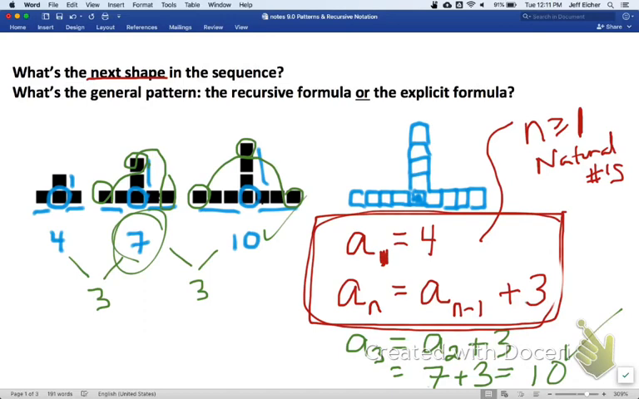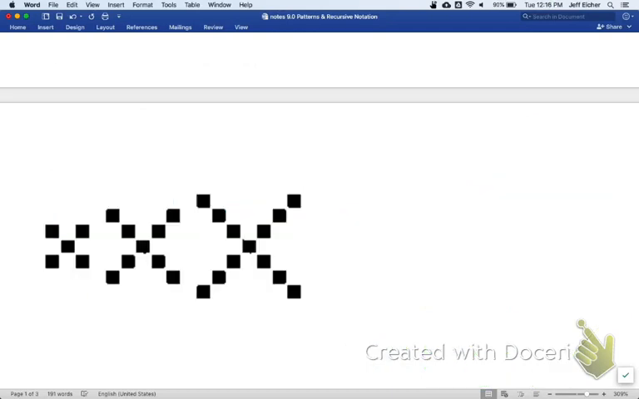Okay, let's look at our next shape. I'd like you to do 2 things. See if you can draw what the next shape will be in the sequence, and then see if you could start developing the idea of what a recursive function would look like. So pause this video and see if you could do that.